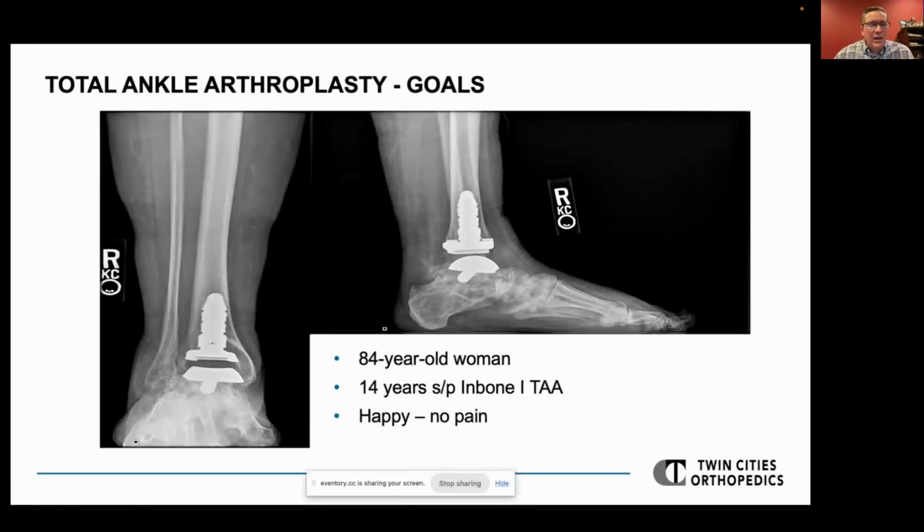And I would say in this situation, the goal was achieved. She's got a stable implant with good pain relief and a good improvement in her functional outcome that's been long lasting. At age 84, I'm hoping that this lasts her as long as she needs it, and we're not going to have to talk about revising it or doing anything more.